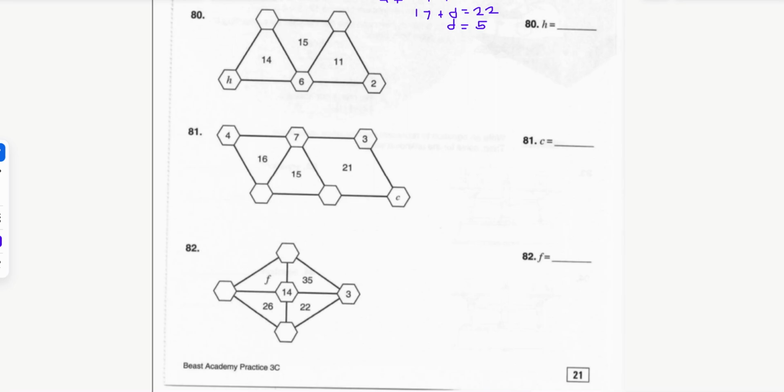Next, for 80, first we have to use the region with the sum of 11 to write the equation 6 plus 2 plus blank equals 11. So we can simplify this expression by doing 8 plus blank equals 11. 11 minus 8 equals 3. So 3 will go in the top right hexagon.